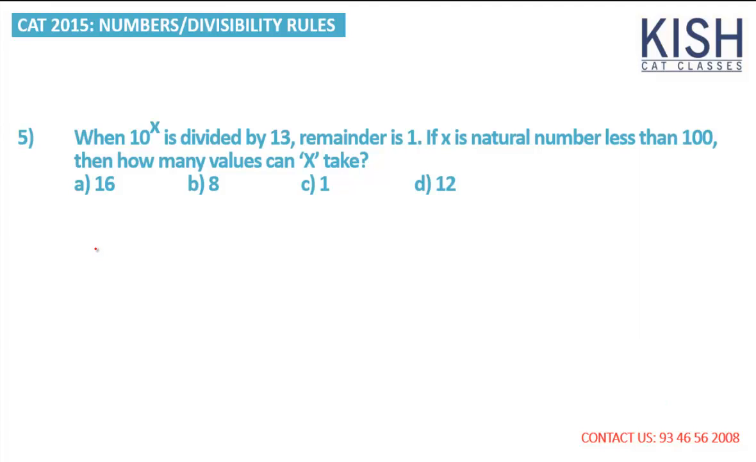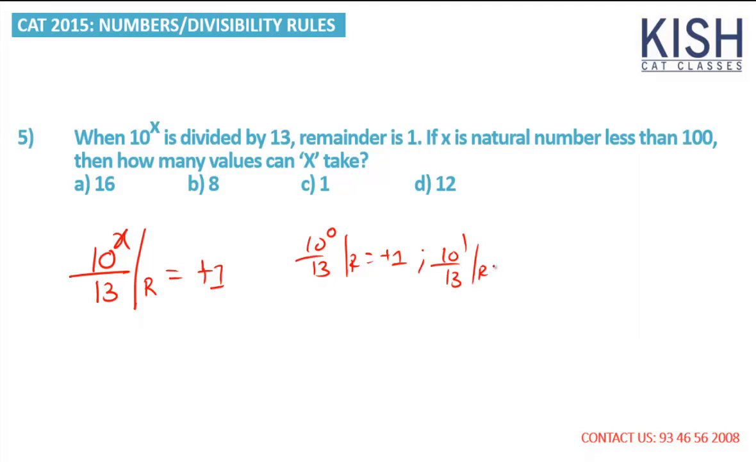Now let's find it. It's 10 power x divided by 13. The remainder is plus 1. That's very easy. We know that if it's 10 power 0 by 13, the remainder is plus 1. What you just need to do, if you are not getting any clue here, is continuously try to divide 10 power some number by 13 in a proper order. That's going to be 10 power 1 by 13, the remainder is 10. 10 square by 13, what will you get? Remainder is 9. 10 cube by 13, the remainder is minus 1.